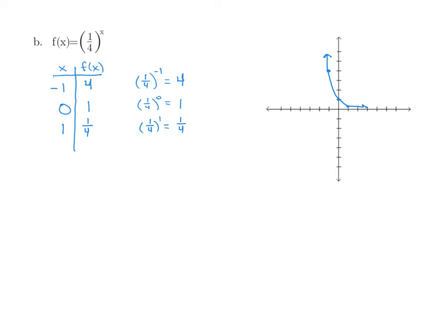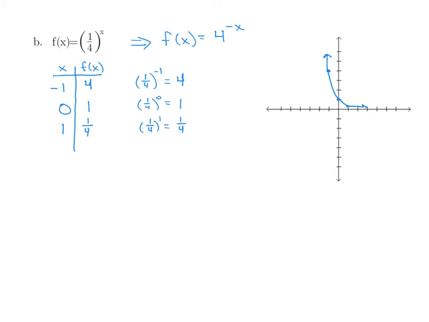Now, this is the method that I prefer to look at it, but just to let you know, if you see something like f of x equals 4 to the minus x, this is the exact same thing as 1/4 raised to the x. So always take that negative exponent, make it into a fraction to make it a little bit easier.